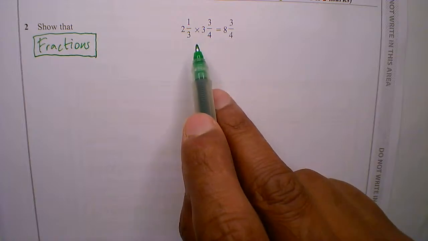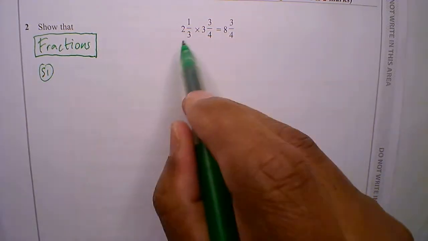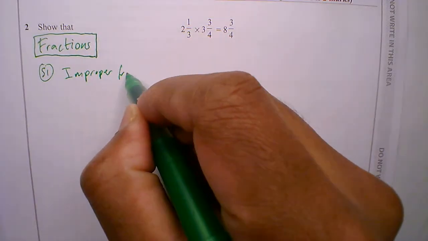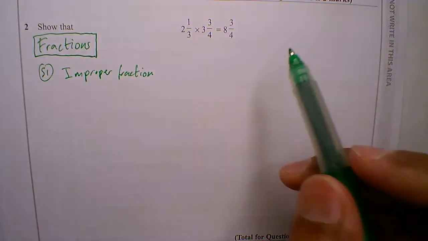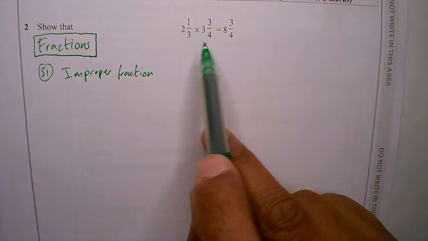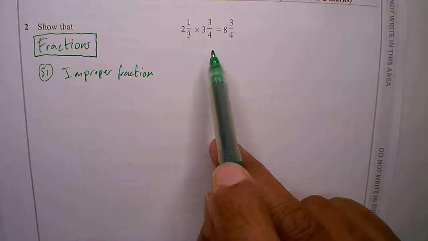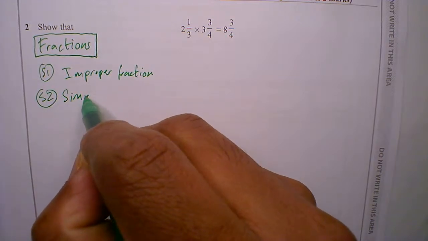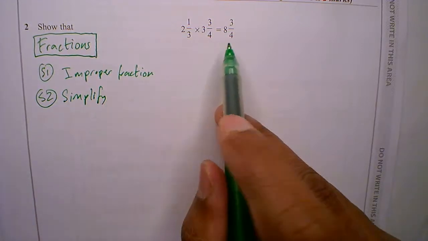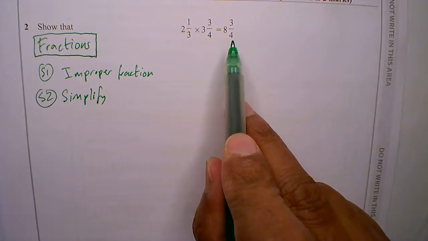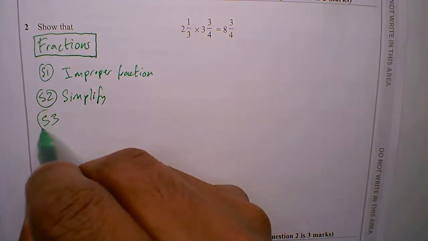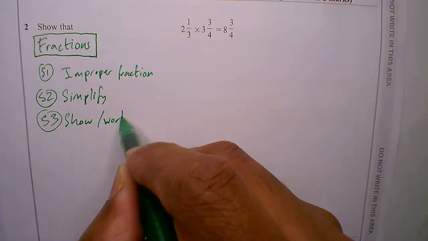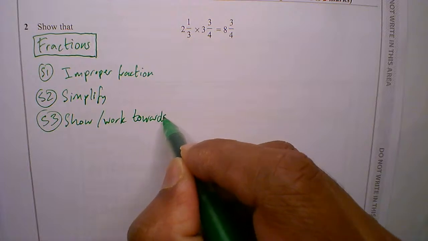So how do we work this out? Well, step one, we turn this to an improper fraction. Once this is an improper fraction, I can look to simplify. Because we are multiplying, we're going to simplify. And then it's giving me an answer, so I want to show that. So step 3 is to show or work towards the answer.